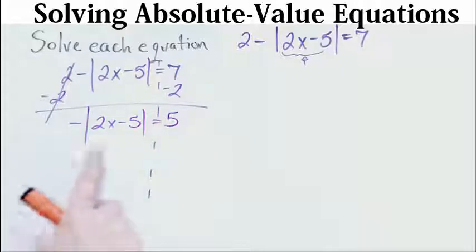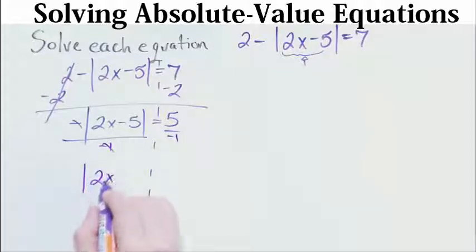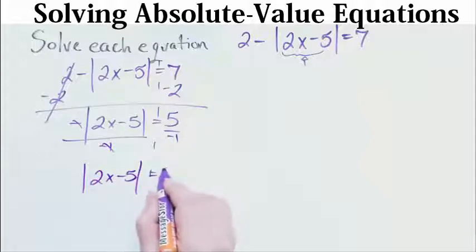This is a negative absolute value, so I divide both sides by negative 1, so that negative goes away. So I'm left with the absolute value of 2x minus 5 supposed to equal negative 5.